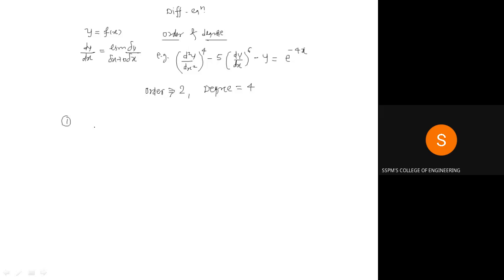The order and degree of differential equation. The differential equation is given as root of 1 plus 1 upon dy by dx, whole square, that is equal to d square y by dx square raised to 3 by 2.